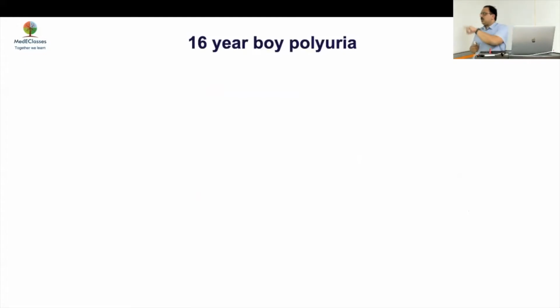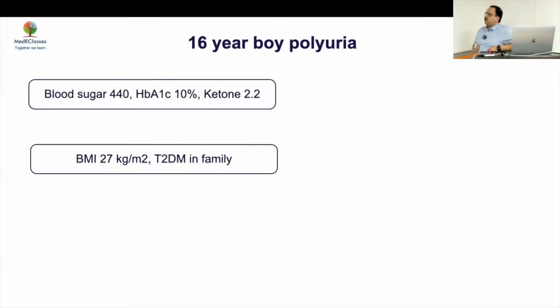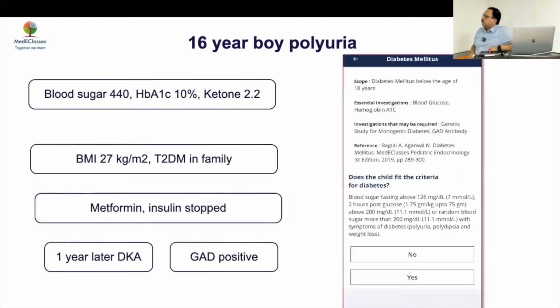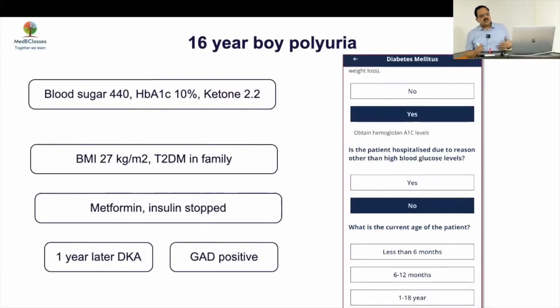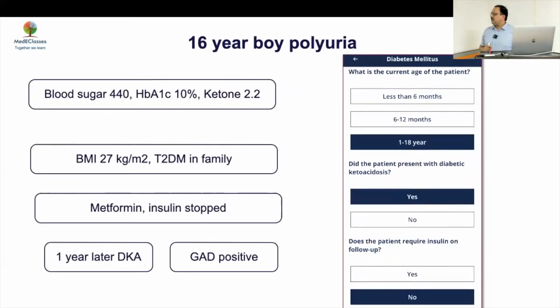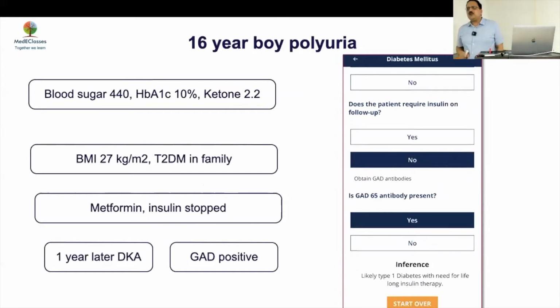We'll take the cases now. The first case, a 16-year-old with polyuria. What we found here was that he actually presented with DKA. But the problem was that because he was obese, we thought that this could be non-type 1 diabetes and stopped, and the problem happened that he presented with DKA later on. So if we go by our algorithm, this child has hyperglycemia, age is 1 to 18. He presented with DKA. He does not require insulin. You should have got a GAD antibody done, and that could have prevented this DKA.